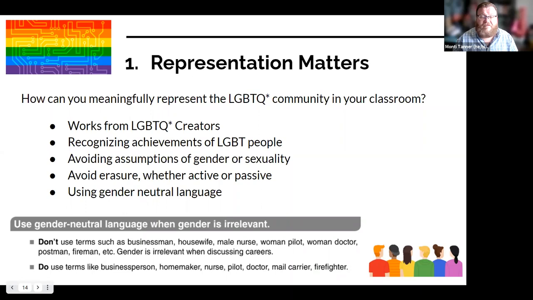So for example, when gender is irrelevant, don't use a gendered word. Don't use terms like businessman, housewife, male nurse, woman pilot. Do use terms like business person, homemaker, nurse, pilot, doctor, firefighter. There are simple ways at any grade level that you can ensure that your wording is inclusive of people that might not see themselves. Even if you talk about a male nurse and a female doctor, what about your student that doesn't identify as male and doesn't identify as female? What does that student have to look forward to?